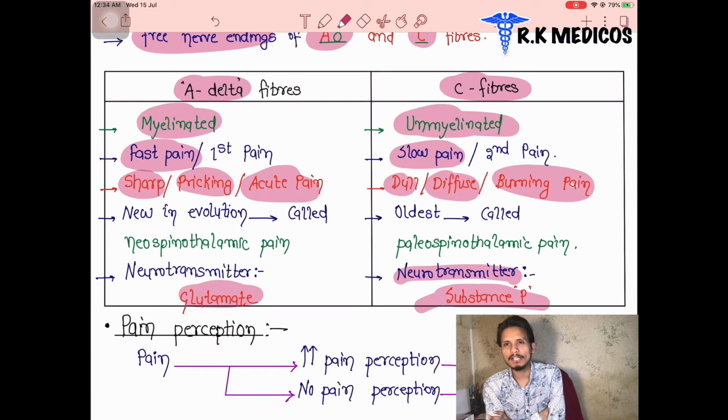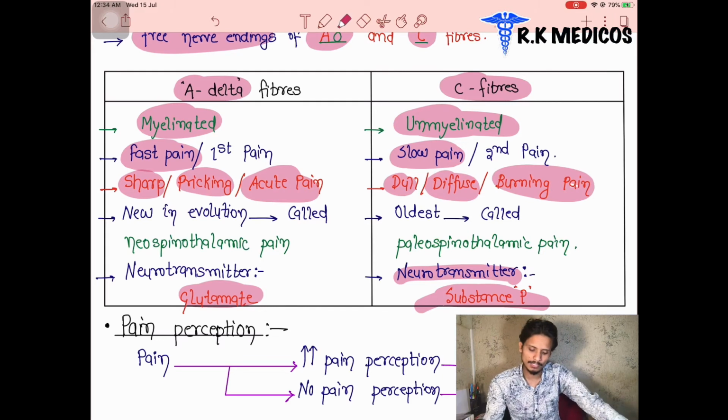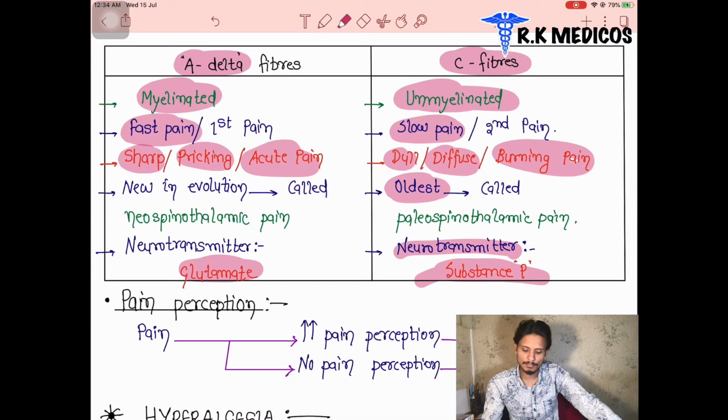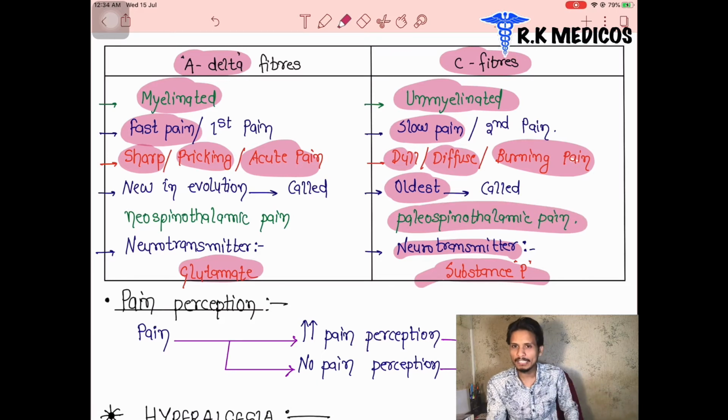The paleo spinothalamic tract is very slow, and it evolved in the early stages, from the characteristics of our ancestors. These tracts are the oldest ones. The C fibers are unmyelinated, because they come from our older ancestors. That's why they use the paleo spinothalamic tract. Spinothalamic means they reach the thalamus. From the spinal cord they move towards the thalamus, so they are ascending tracts, moving upward from the spinal cord to the thalamus.